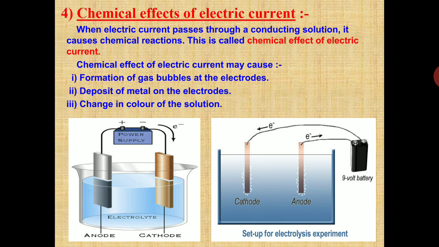By this we can confirm that some chemical reaction has happened in the solution. Formation of gas bubbles at the electrodes, deposition of metal on the electrodes, or change in color of the solution happens when electricity passes through a chemical conducting solution.